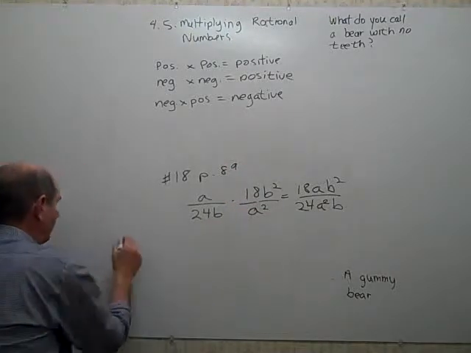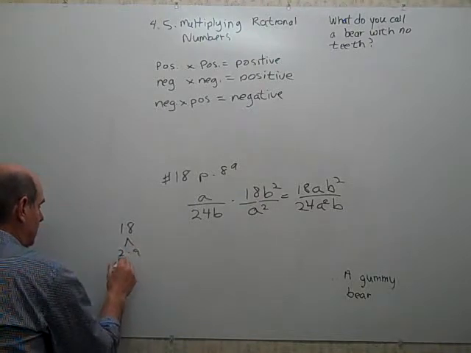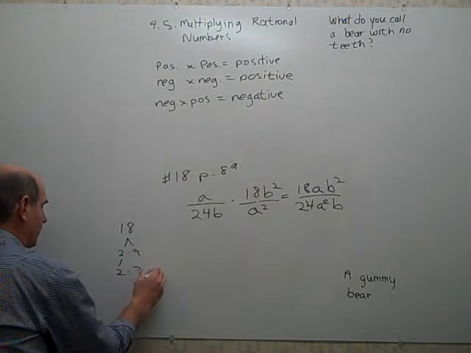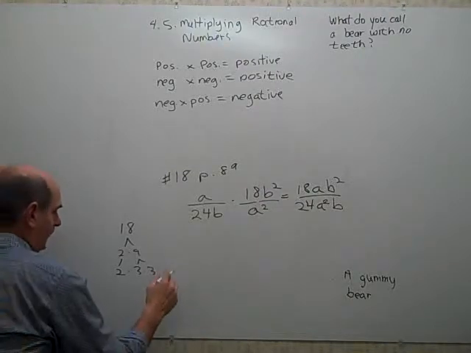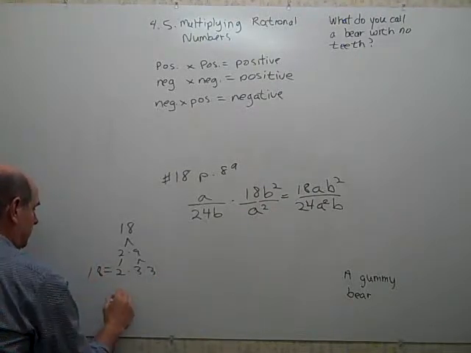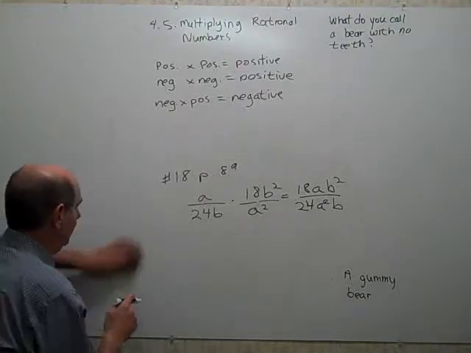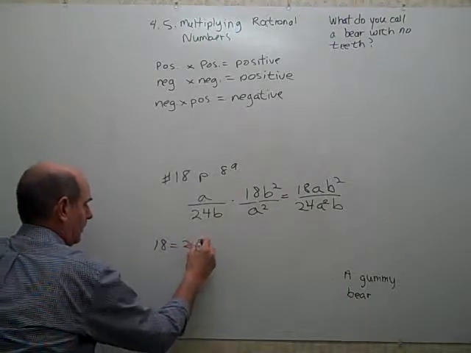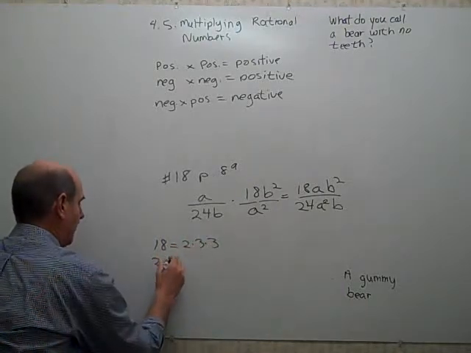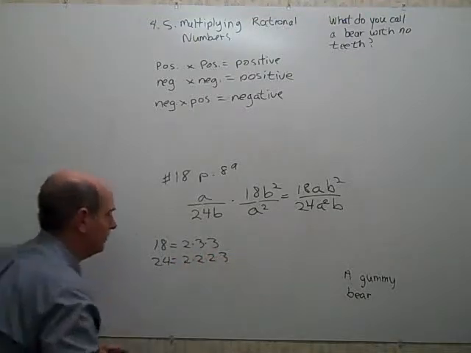Rewrite 18 in prime factor form. 2 times 9, 2 times 3 times 3. So there's our 18. I might be going off the board, so I'm going to redo that a little bit further to the right. 18 is 2 times 3 times 3. 24, if you did the factor tree, you get 2 times 2 times 2 times 3.